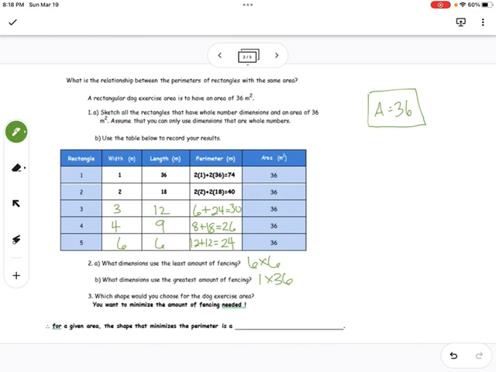So which shape would you choose for the dog exercise area? You want to minimize the amount of fencing needed. So when we talk about minimizing the amount of fencing, we're actually saving money because we don't have to buy as much fence. So to minimize the amount of fence needed, we are again creating that square shape, and we're going to want the 6 by 6 dimension. So for a given area, the shape that minimizes the perimeter is a square. So a square is going to maximize the area and minimize the perimeter.